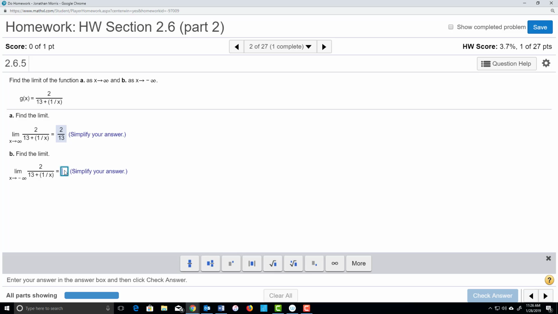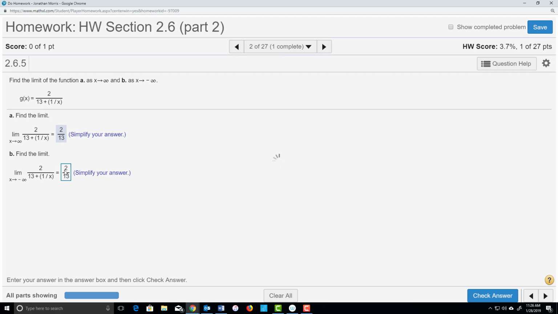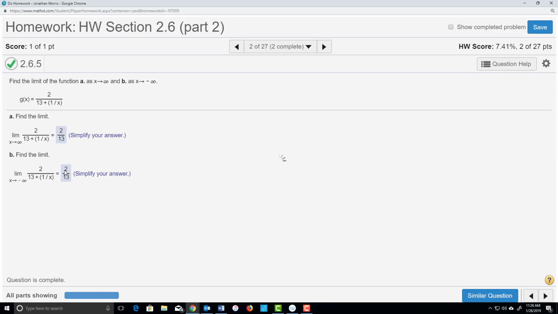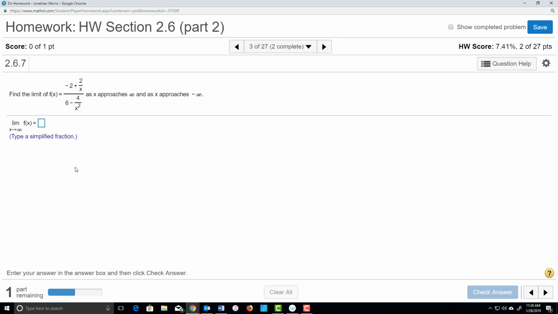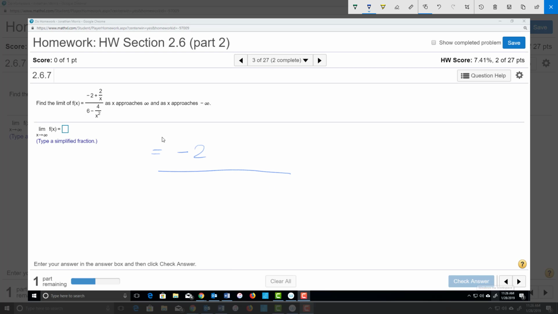and it would be the same thing for negative infinity. Right here we ended up getting negative 2 plus, okay, now look, something over x as x approaches infinity, that goes to 0, okay? 6 minus something over x squared as x approaches infinity, that goes to 0 as well, okay? So you end up getting negative 2 over 6, which equals negative 1/3.